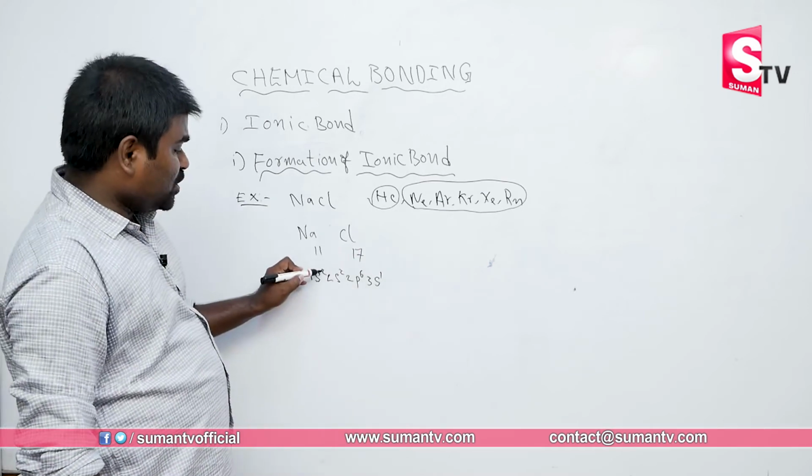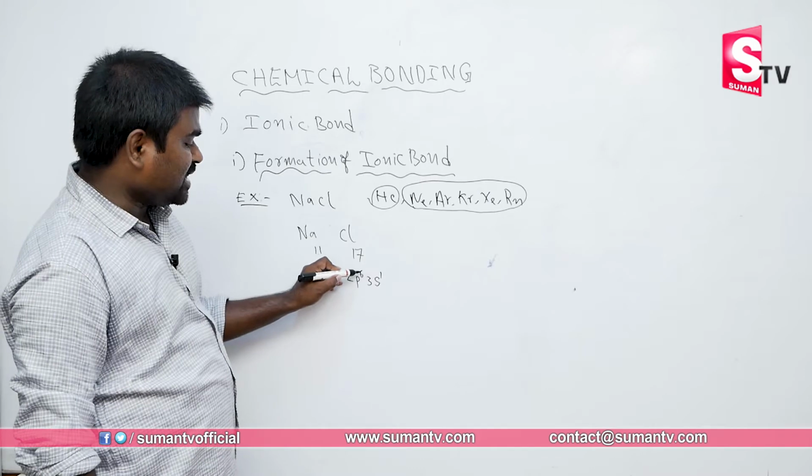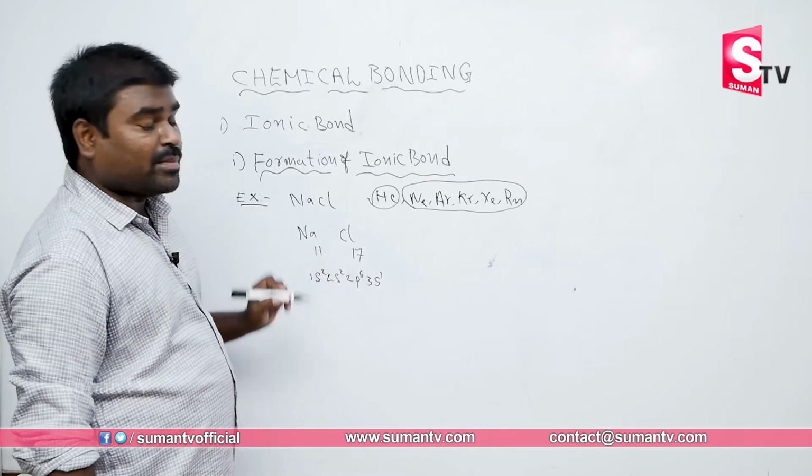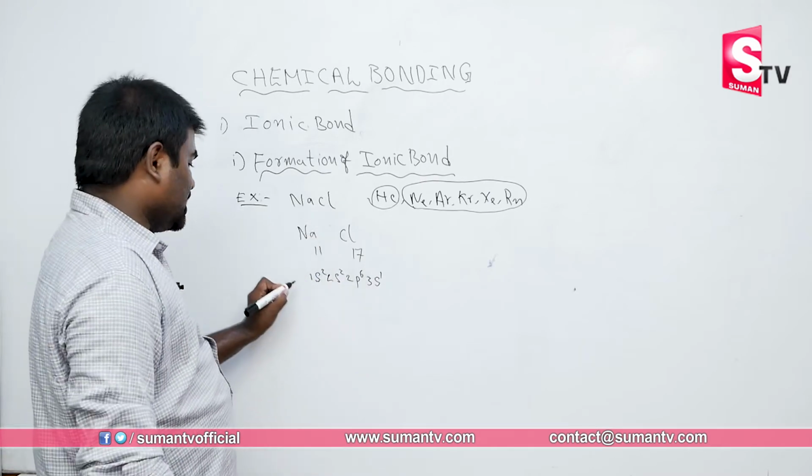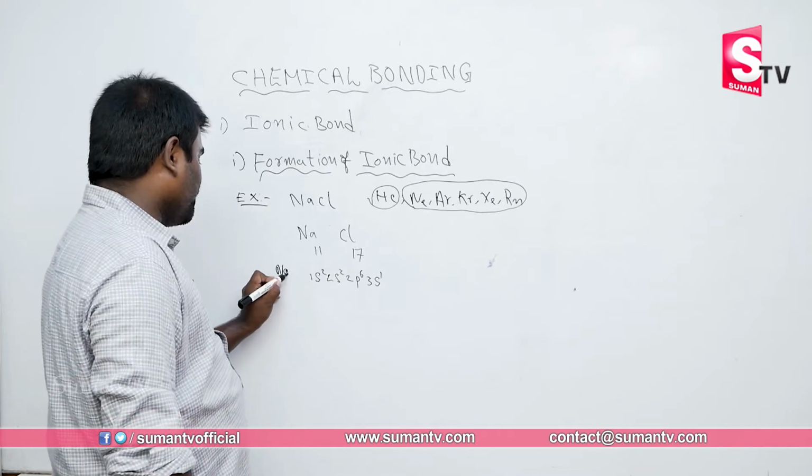Let's take it and count, children: 2 plus 2 is 4, 4 plus 2 is 6, 10, 10 plus 1 is 11. 11 is the atomic number of sodium. Now come to the chlorine, children. Okay, this one is sodium.